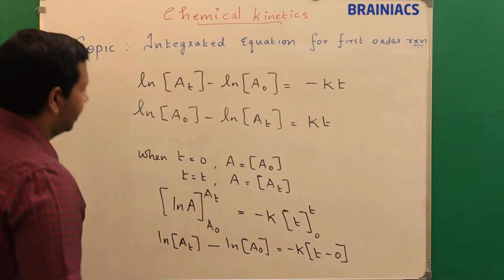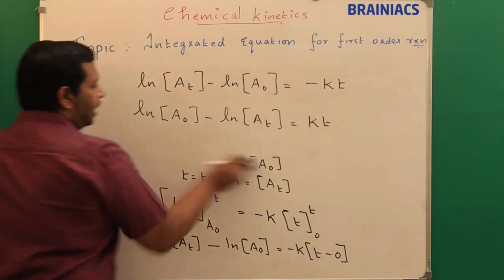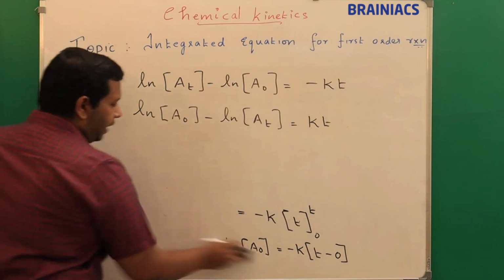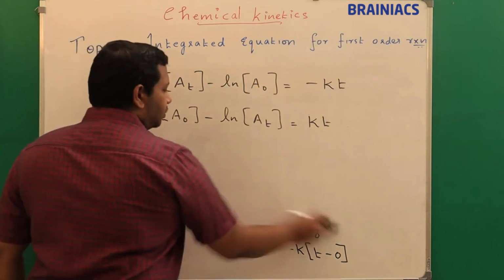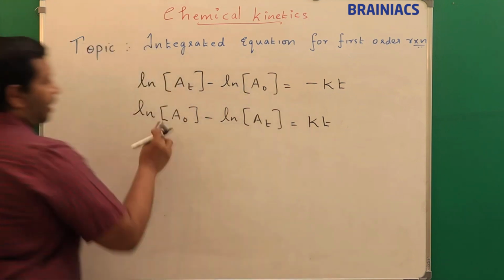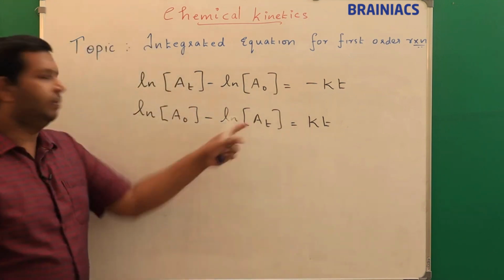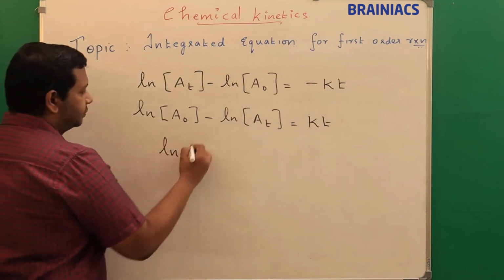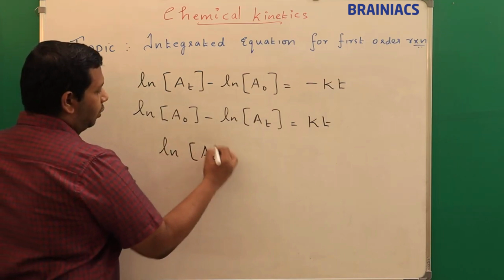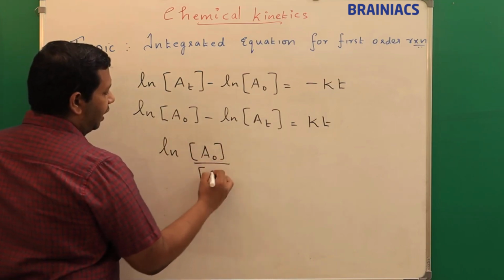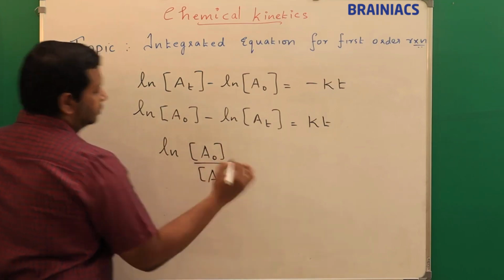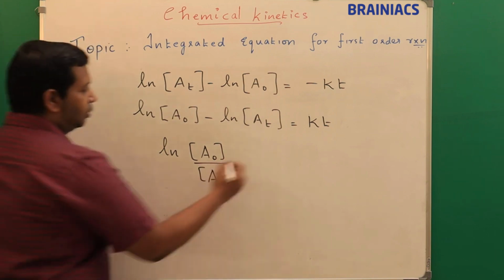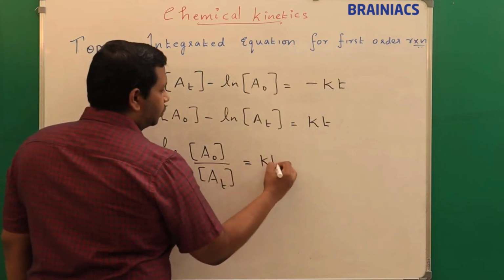Okay. Now again I can rewrite, because we know that log a minus log b is what actually? log of a by b. You might have learned this in schools actually. So how can I write ln a minus ln b? So this will become ln a of 0 by a of t. ln a of 0 by a of t is equal to kt. This is the equation you should remember.